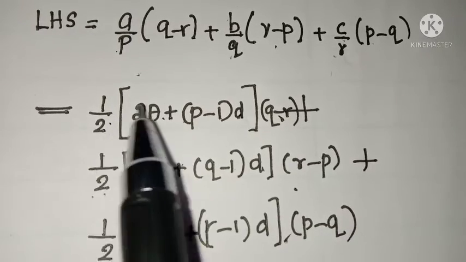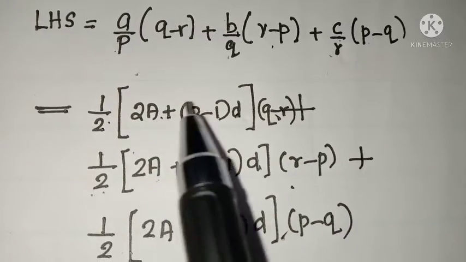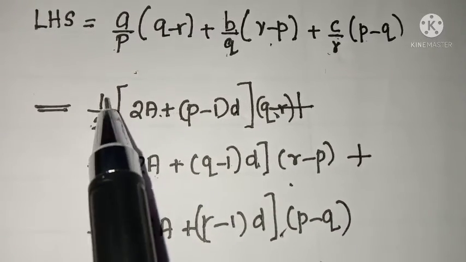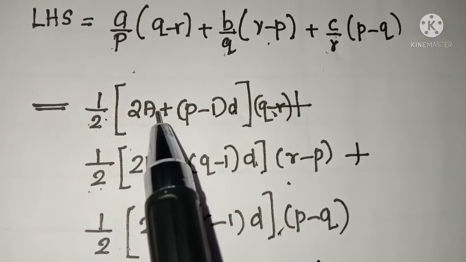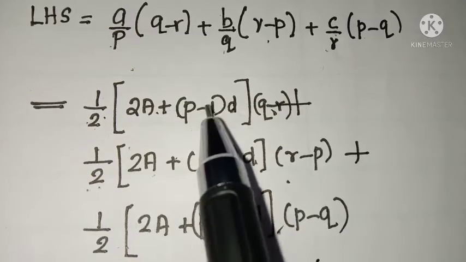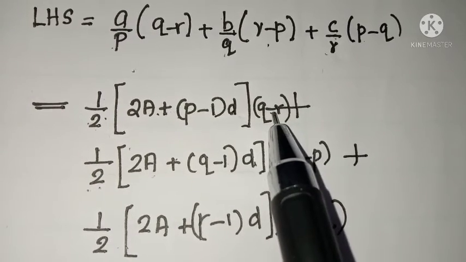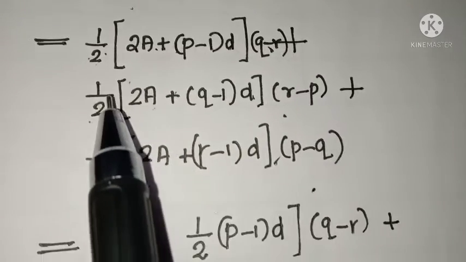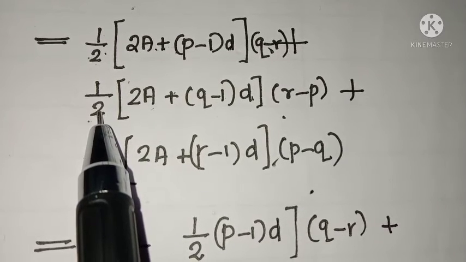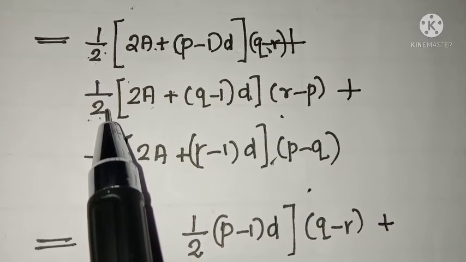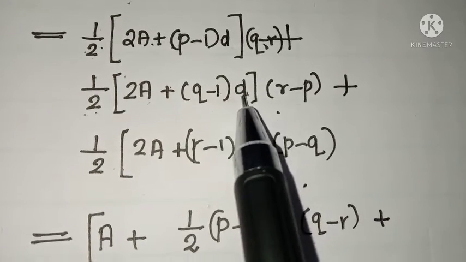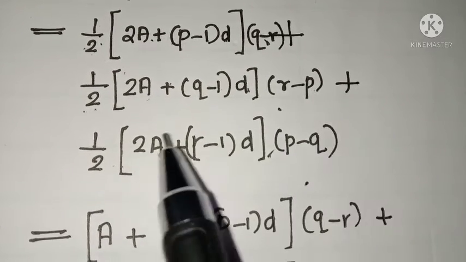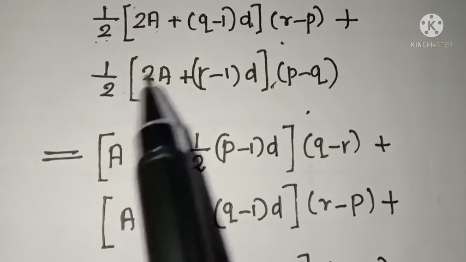In the next step, multiply this bracket expression with 1 by 2. So 1 by 2 into 2A: 2 and 2 cancel, so A plus 1 by 2 into (P minus 1) D into (Q minus R), plus similarly multiplying with 1 by 2, here also 2 and 2 cancel: A plus 1 by 2 into (Q minus 1) into D into (R minus P), plus here also 2 cancels.